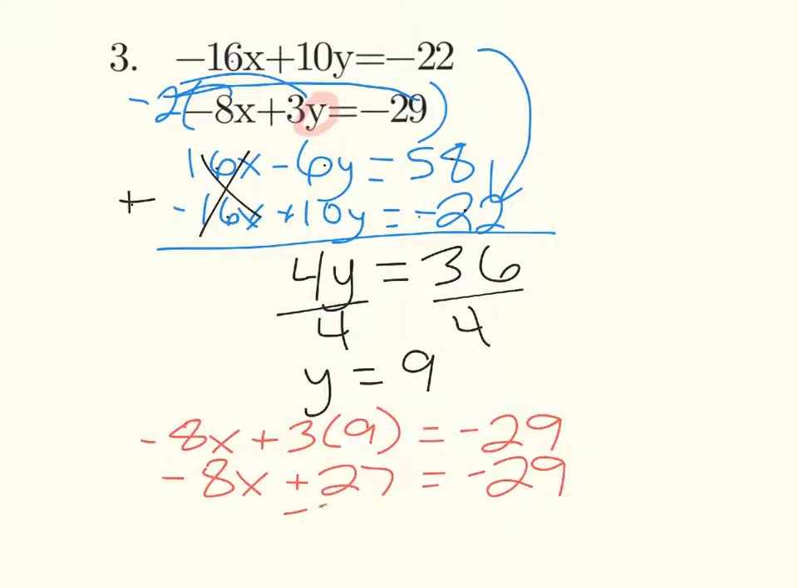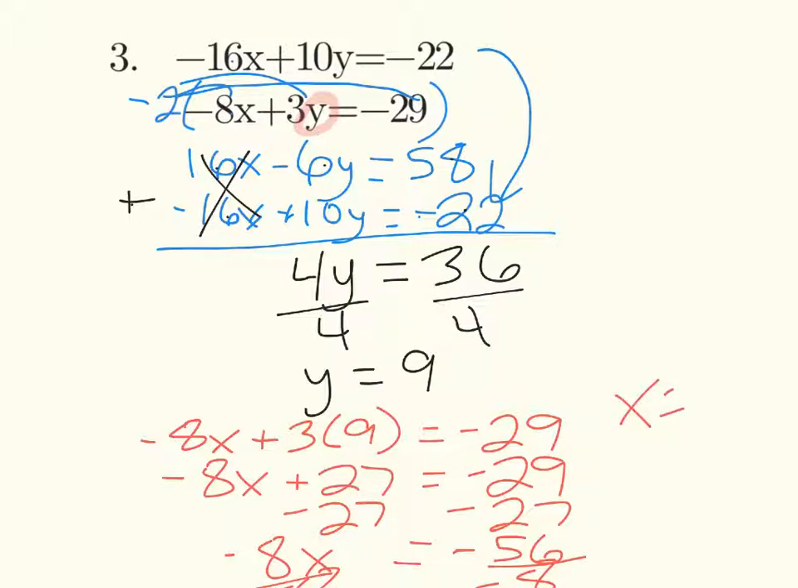I'm going to have to subtract 27 here. That gives me negative 56. Last thing I'm going to divide. We get x equals positive 7 here. Write my ordered pair, I get (7, 9).